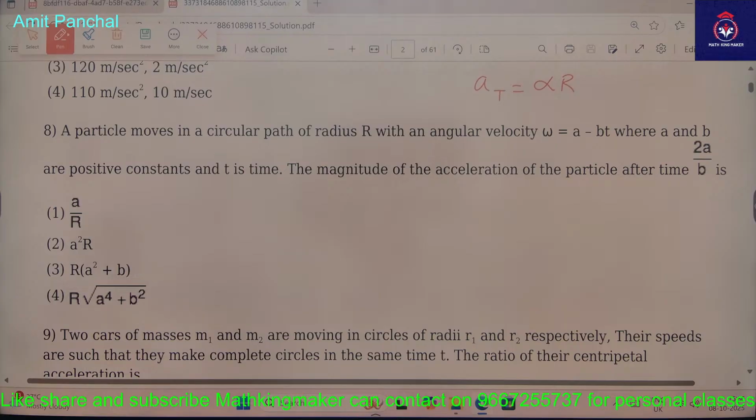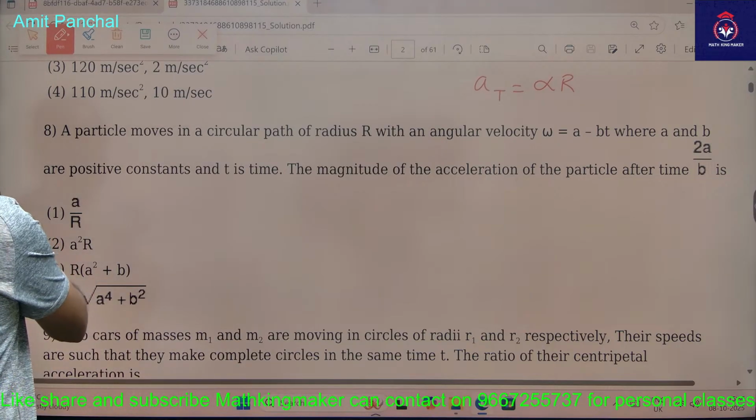Is that understood or should I do it? One second, sir. Yes, sir, my answer is not matching any of the options. I got 1 minus 2b into r divided by 2.